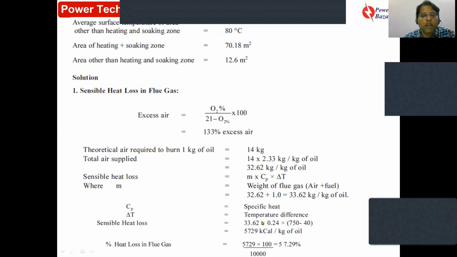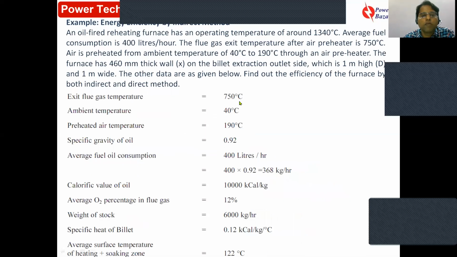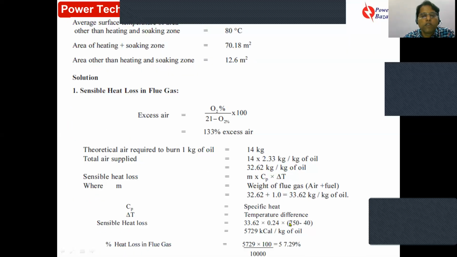Now Cp has been given, it is 0.24. And what is the delta T? Delta T is 750 because ambient temperature is 40, the exit flue gas temperature is 750. So it becomes 750 minus 40, it becomes 5729 kilocalorie per kg of sensible heat loss.